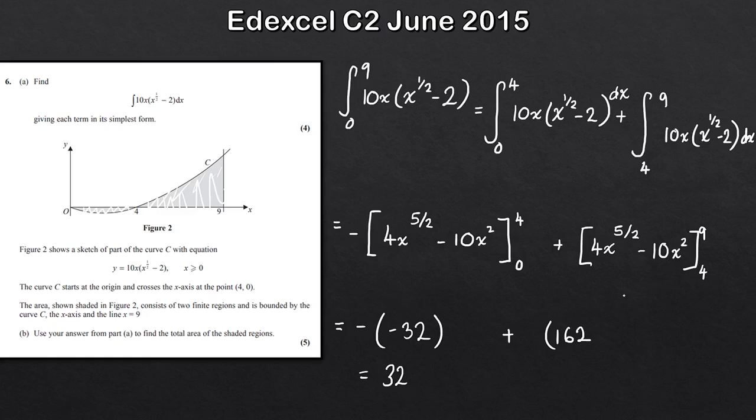And remember, we always subtract the lower limit, so this is minus minus 32. So obviously minus and minus becomes plus. And what I get here is 162 plus 32, giving me 194 there. And to finish with then, we just add our two parts together, 32 plus 194, giving me 226 there. Okay, and that gives the total area of the shaded regions.